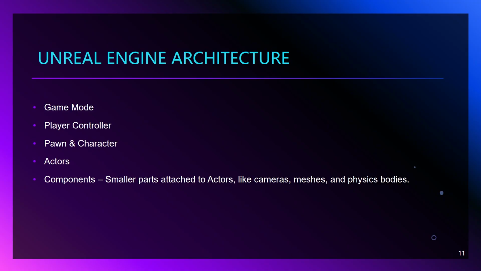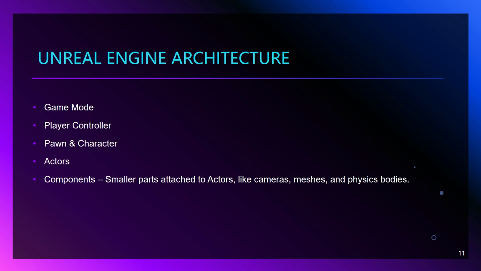And now let's talk about the next topic, which is Unreal Engine architecture. Unreal Engine architecture basically defines how the game actually works. The first thing to understand is the game mode. The game mode basically controls the overall rules of the game. For example, in a battle royale game like PUBG or Fortnite, the game mode decides when a match starts, how players win, and what happens when they die.